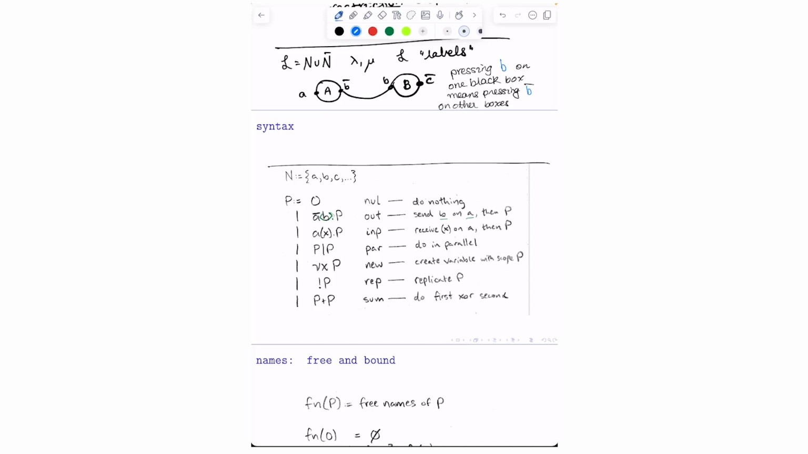So pi calculus is about concurrent processes. We want to have a language that describes processes interacting with each other. One real world way to apply this is actually with chemical reactions. So this is just a grammar that represents those kinds of processes happening.